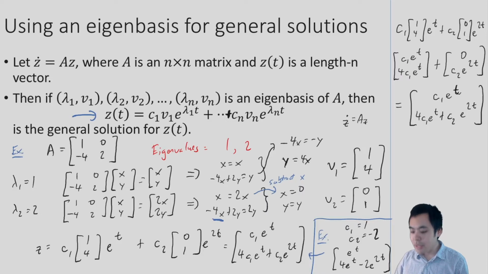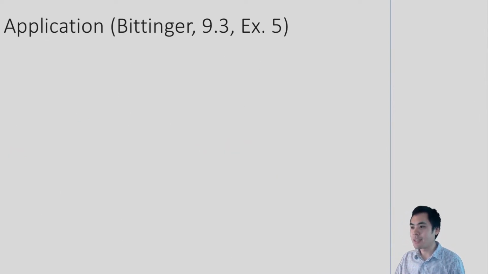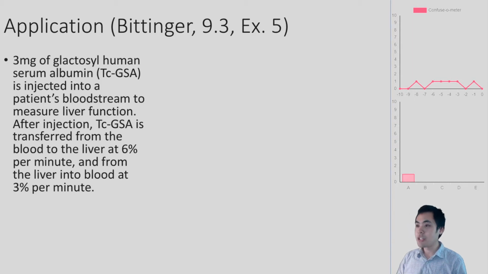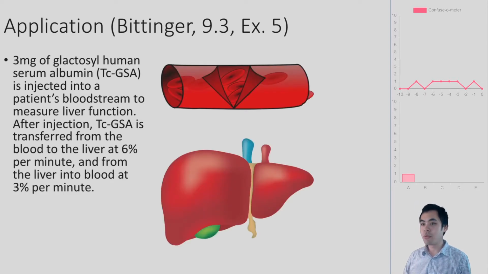Okay, so now let's go back to the application that we started working on at the end of class last time, but ran out of time for. And we're going to solve it two different ways. So again, we have some amount of galactosyl-human serum albumin. This is some compound that's injected into a patient's bloodstream to measure liver function. We have the blood, that's up top, and we have the liver, which is down bottom.